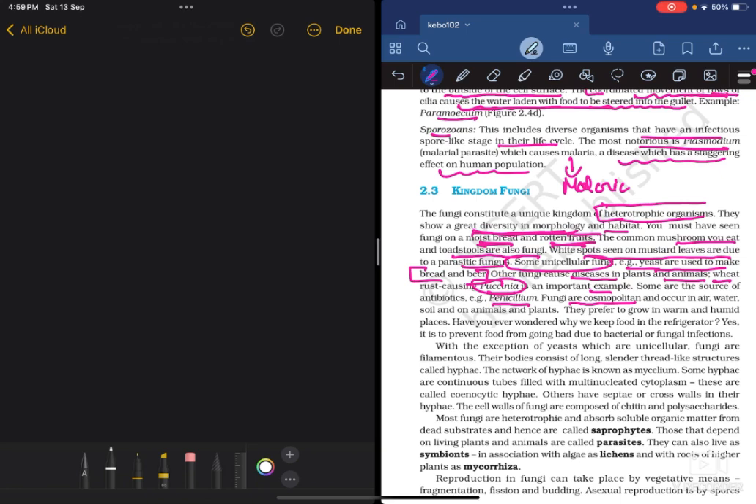Other fungi cause diseases in plants and animals. One example is wheat rust, caused by Puccinia, which is a very important example and can be asked as an MCQ. Some are sources of antibiotics, such as Penicillium notatum. Fungi are cosmopolitan. Cosmopolitan means that they are found everywhere.